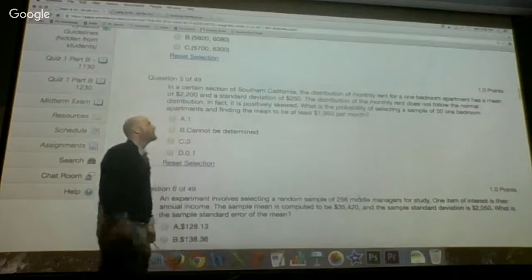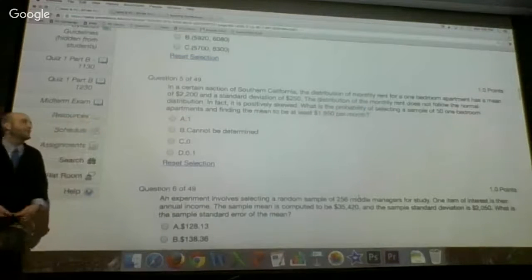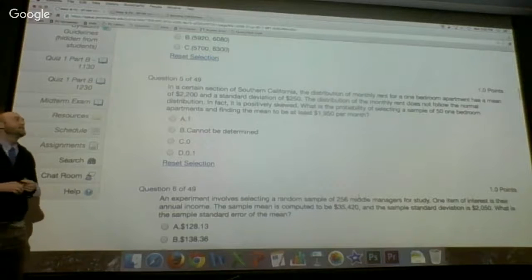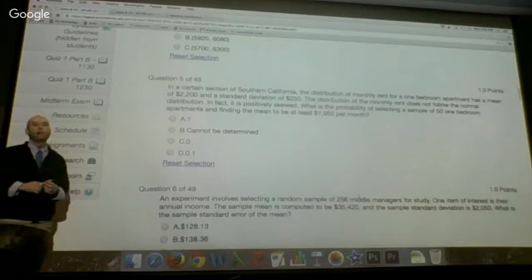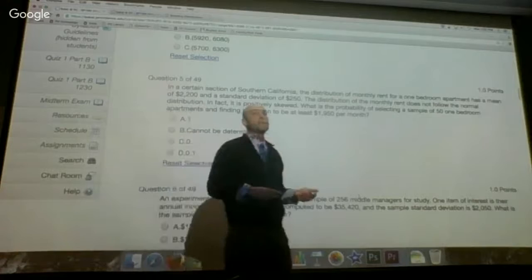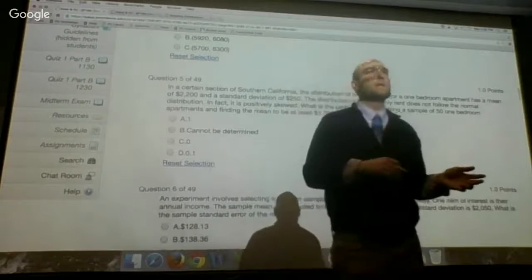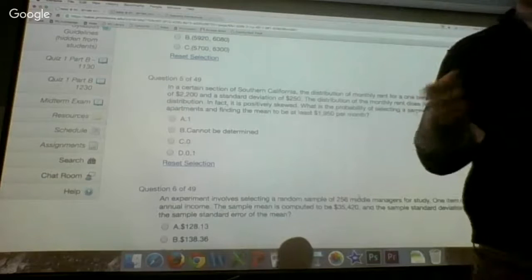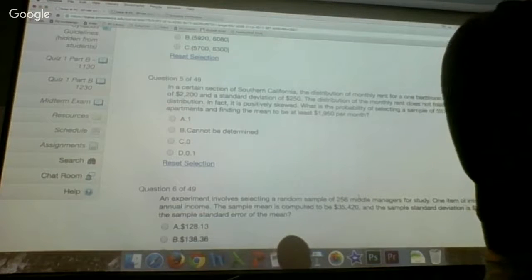What is the probability of selecting a sample of 50 one-bedroom apartments and finding the mean to be at least $1,950 per month? This question is going to ask us about what the probability is. So we're going to work from a raw score, in this case, 1950, to a probability, which is going to be our answer.